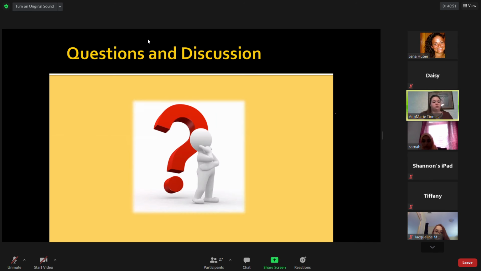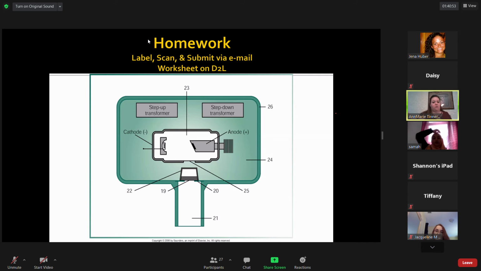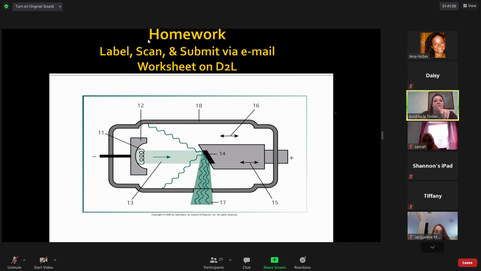All right, so here is your homework for the week. I'm going to post it to D2L, but what you're going to do is label these 2 parts of the tube head. Okay, so you're going to label the tube head, and then you're also going to label this portion, which is, what is this portion called?